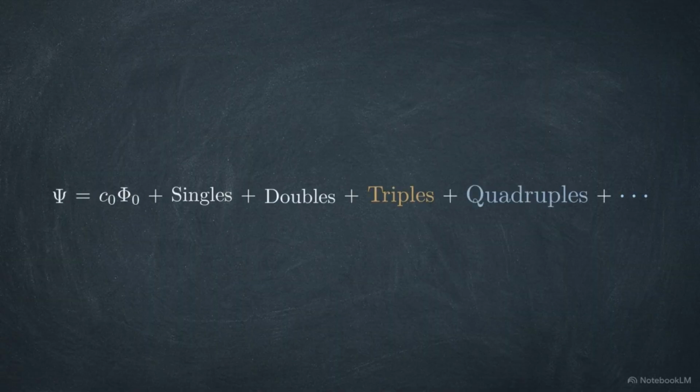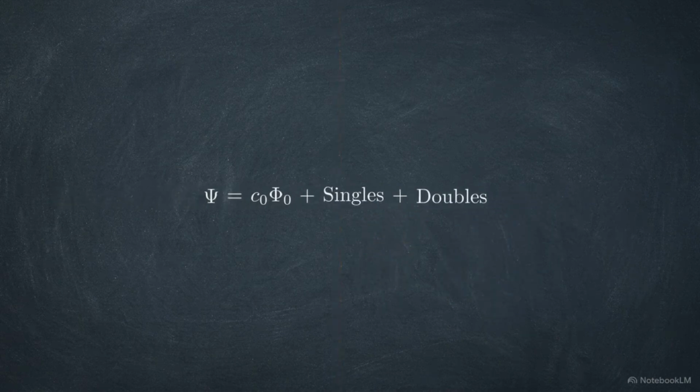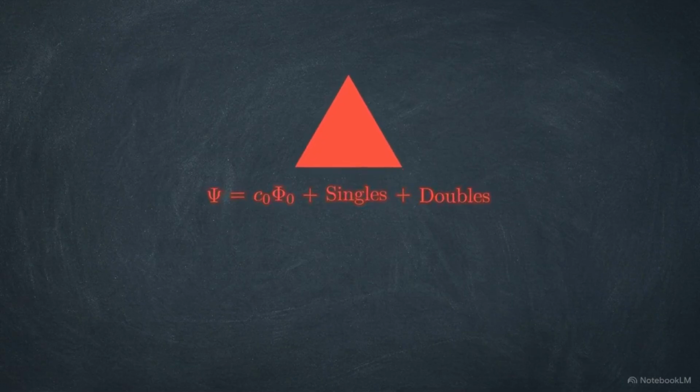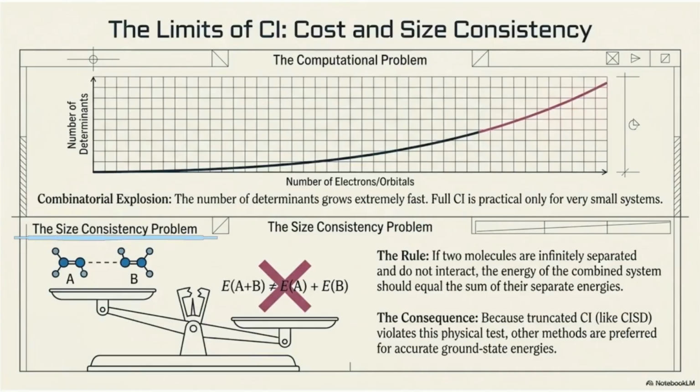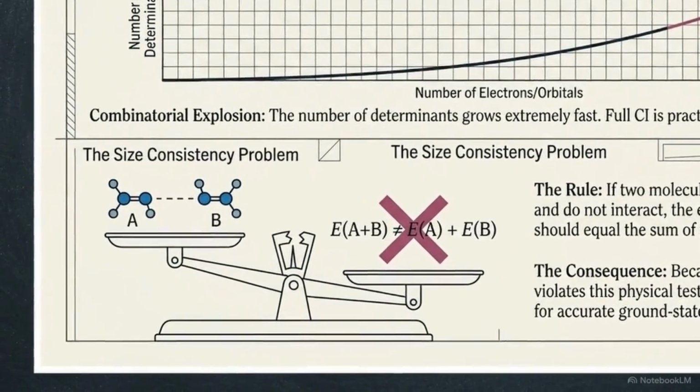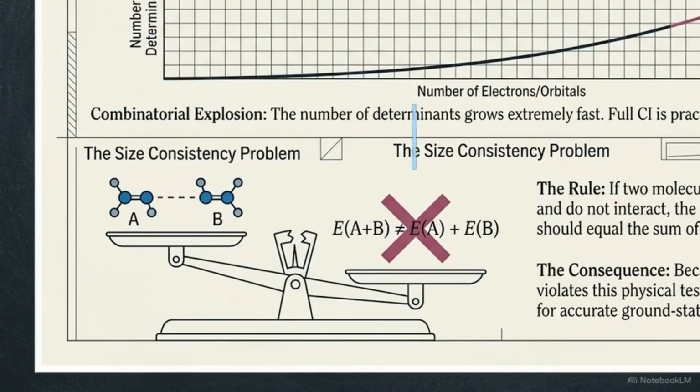Chemists attempt to bypass this explosion by truncating the math, intentionally limiting the calculations to only single and double excitations. But this truncation breaks a macroscopic law. Focusing on the scale at the bottom, we see the size consistency problem. If two separated molecules do not interact, the combined system's energy should equal the sum of its parts. Truncated CI violates this test.